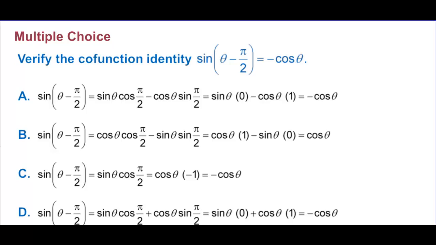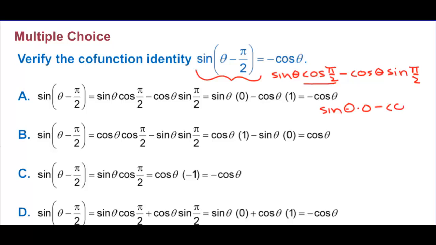Multiple choice, verify the cofunction identity, sine of theta minus pi over 2 is equal to negative cosine of theta. This is angle addition. And so the property says we have sine of theta, cosine of pi over 2, minus cosine of theta, sine of pi over 2. And the cosine of pi over 2 is 0. We have sine of theta times 0 minus cosine of theta, and then the sine of pi over 2 is 1. So that is 0 minus cosine of theta, which is negative cosine of theta.